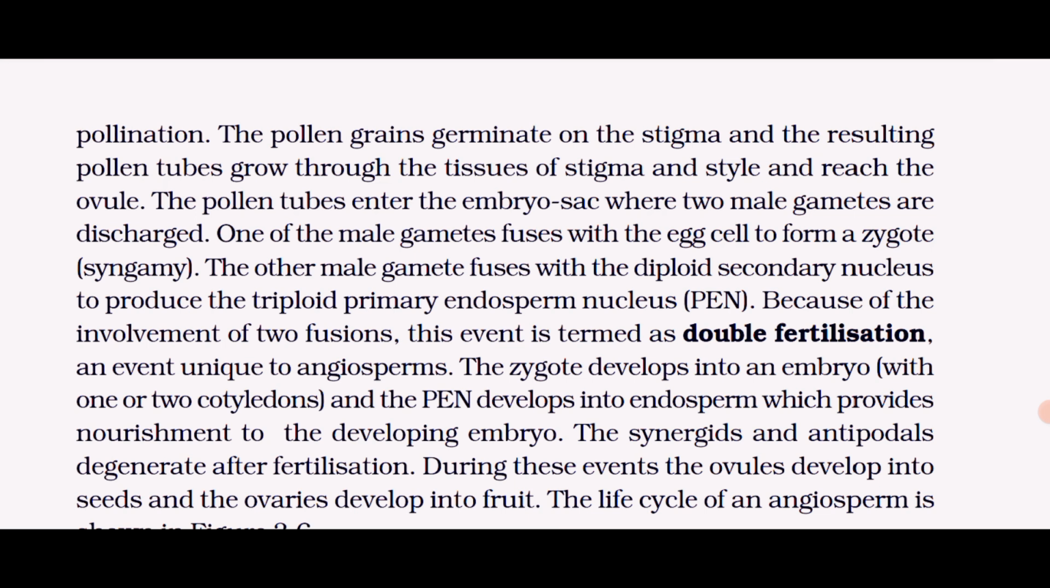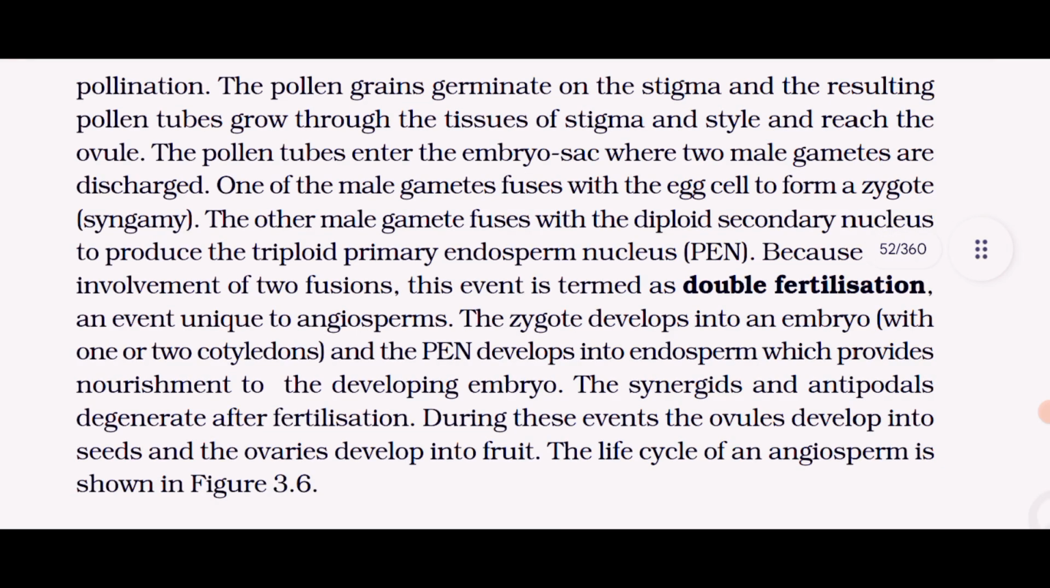The zygote develops into an embryo with one or two cotyledons and the PEN develops into endosperm, which provides nourishment to the developing embryo. The synergids and antipodals degenerate after fertilization. During these events, the ovules develop into seeds and the ovary develops into fruit. The life cycle of an angiosperm is shown in figure 3.6.